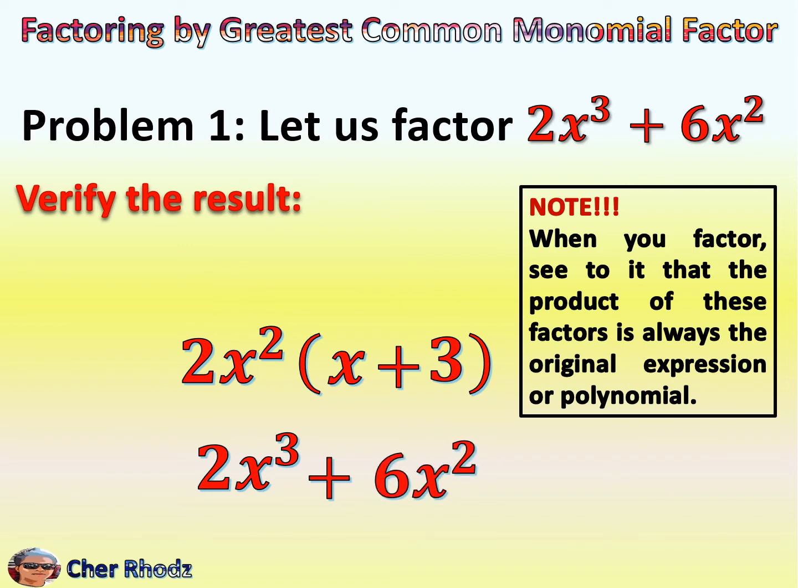Since the product or the result when we distribute 2x squared to the addends is the same with our original expression or polynomial, therefore we can conclude that the result is really correct.